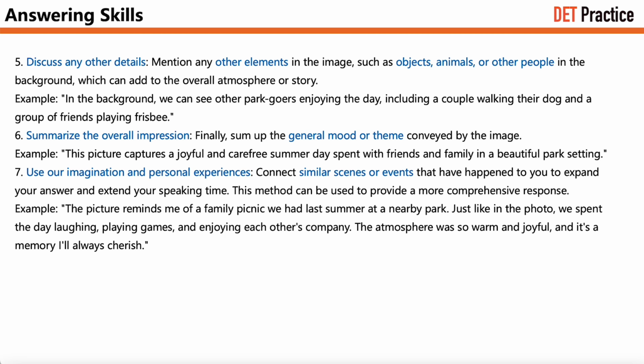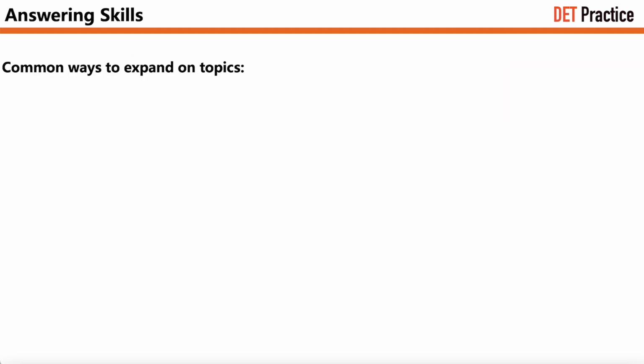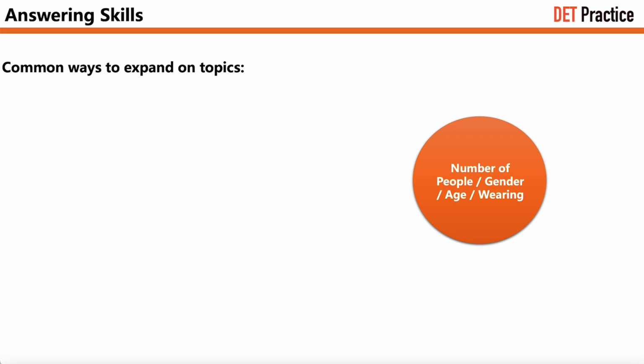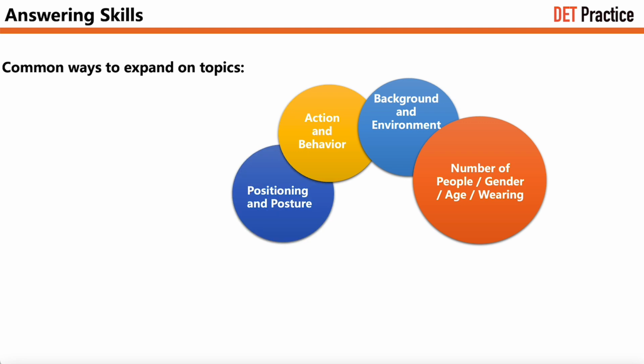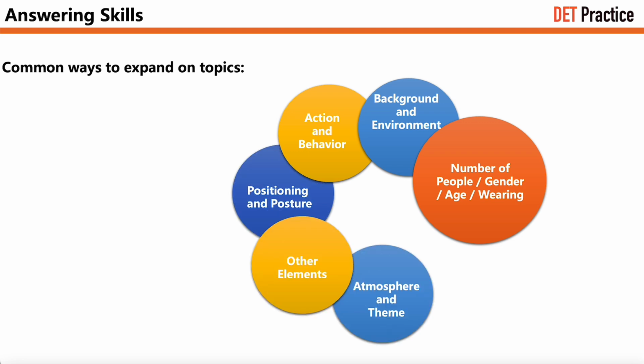After understanding the steps to answer people category questions in Speak About the Photo, let's look at some common ways to expand on topics. When answering Speak About the Photo questions, we can expand from the following directions, such as number of people, gender, age, clothing, background and environment, actions and behaviors, positioning and posture, other elements, atmosphere and theme, imagination and experience, facial expressions and emotions.